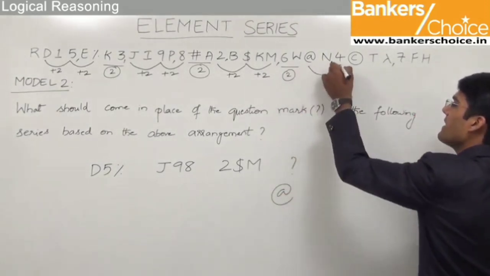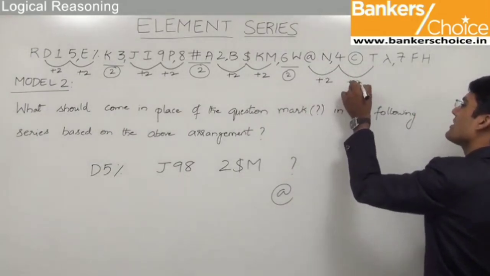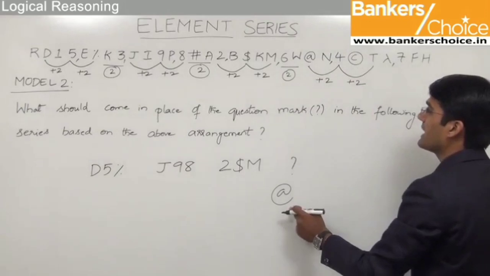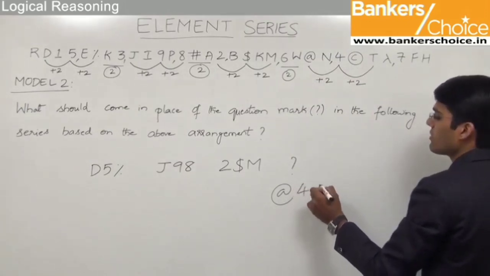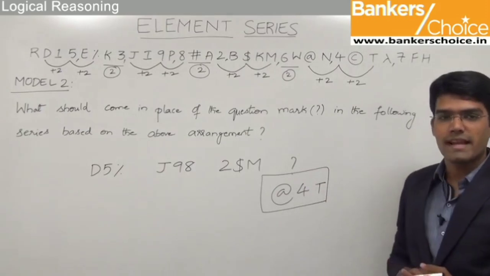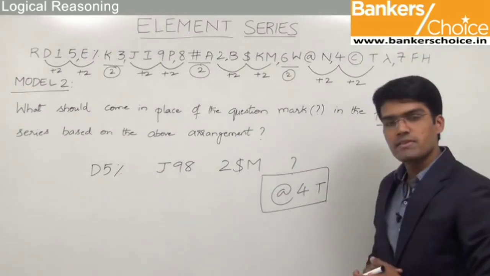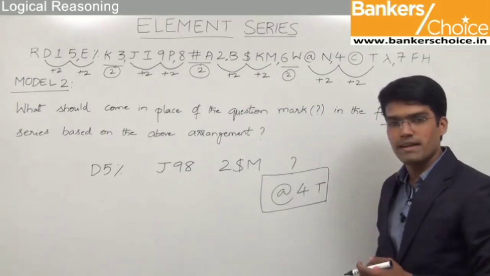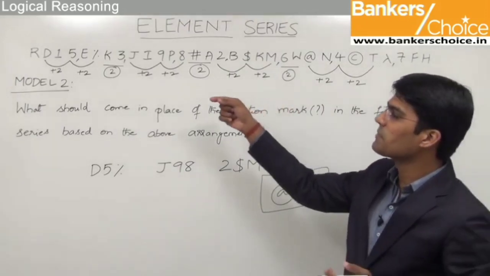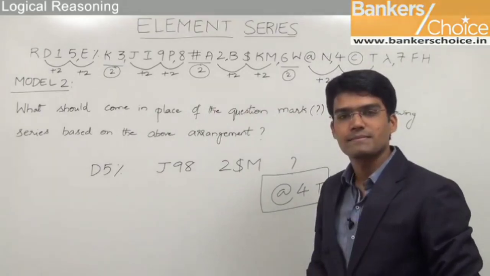2 positions away we have 4, and again 2 positions away we have got t. So the correct triplet should be at the rate followed by 4 followed by t. So the answer for the given question is at the rate 4t. So this is how you can solve questions based on the missing triplet, simply by observing the positions of various elements in the given set of elements.